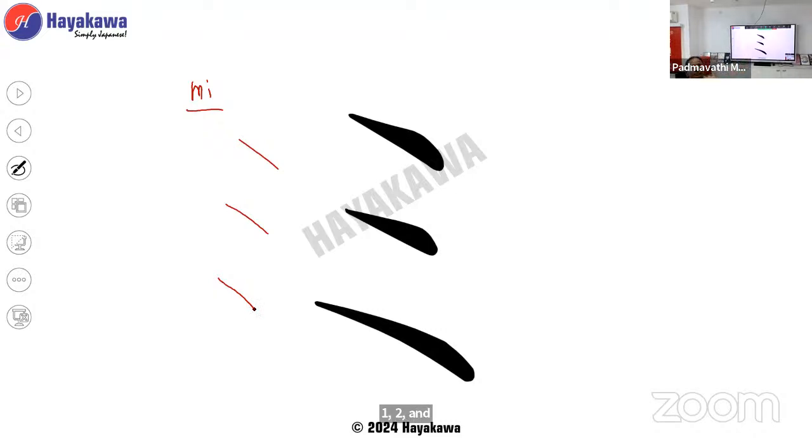Next is mi. Mi. 1, 2, and 3. 3 strokes, right? Mi. So the actual version here, if you see the third one is slightly longer. That is also fine. So 1, 2, and the third one. Mi.